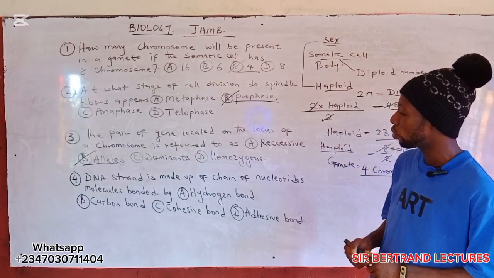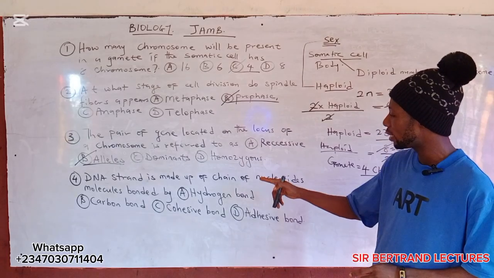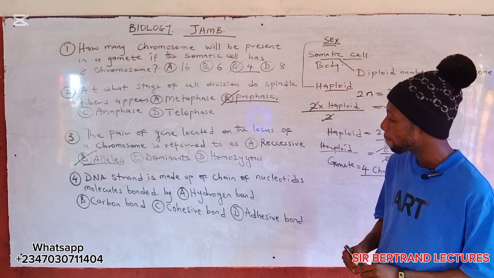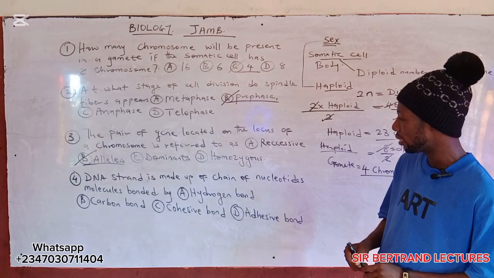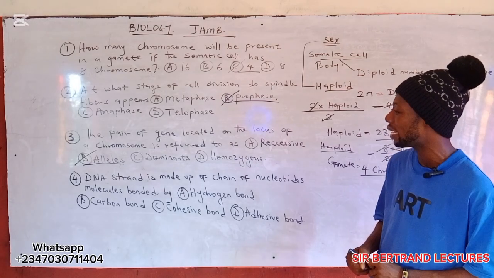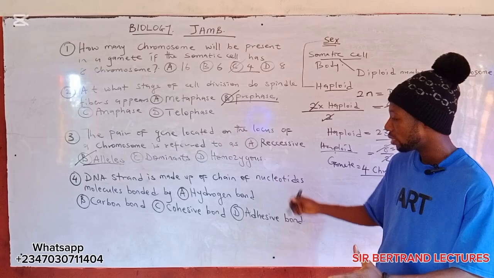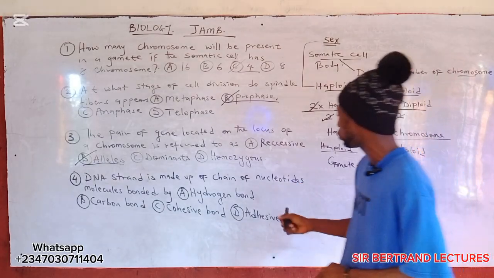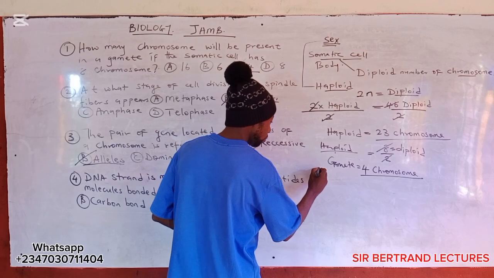Then the last question on the board. DNA strand is made up of chain of nucleotide molecules bonded by. That is asking us the bond that binds the nucleotides of DNA together. Look at DNA.